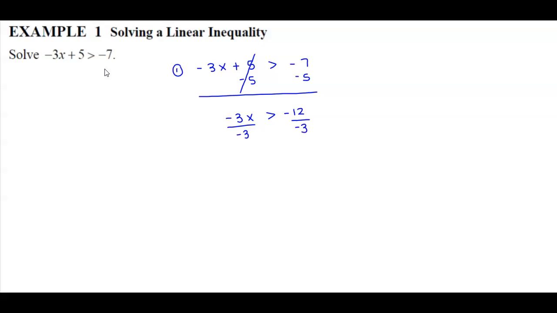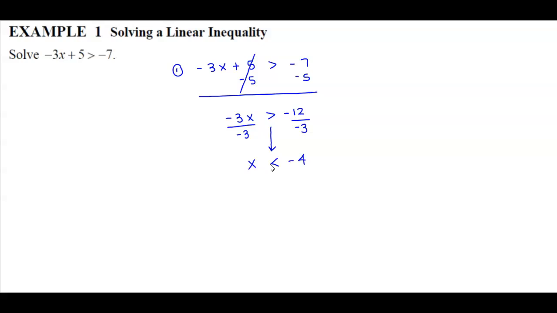Now, whenever you either multiply or divide a linear inequality by a negative number, we immediately need to flip the inequality. So negative 3 divided by negative 3 is going to give us x, and negative 12 divided by negative 3 is going to give us 4.